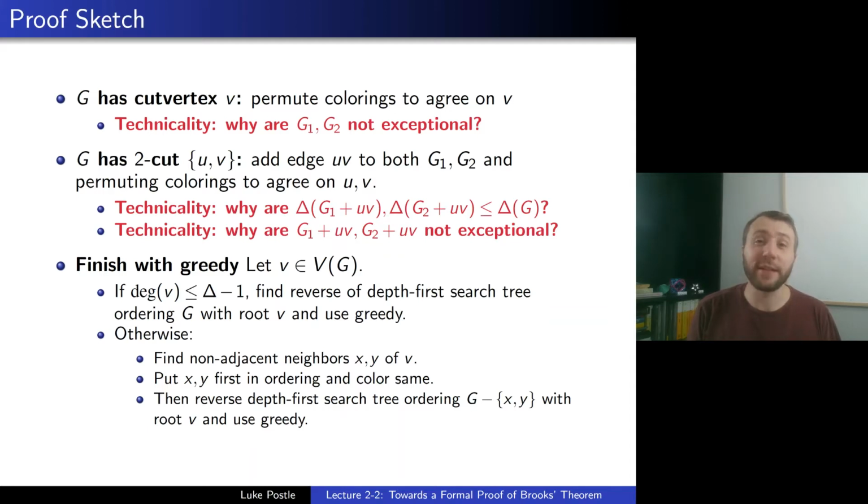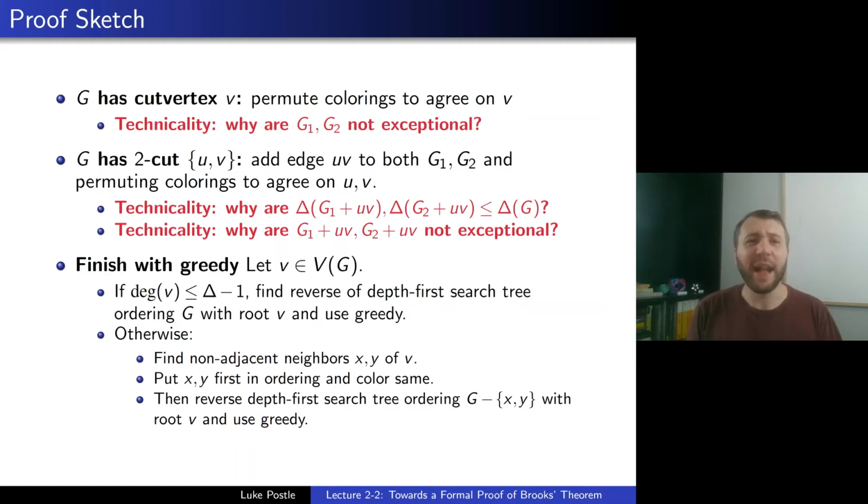In the case when the degree of v was equal to Δ, we had to find non-adjacent neighbors x and y of v. We could do this because G is not complete. We put them first in the ordering and colored them the same, which we are allowed to do as we can choose the colors in the beginning. Then we reversed a depth-first search tree ordering of G − {x,y} with root v and used greedy. That works because v sees at most Δ−1 colors, even though it has Δ earlier neighbors in the ordering. And at that point we're 3-connected, so we can find such an order. We'll go through that again, but now on to making this into a formal proof.